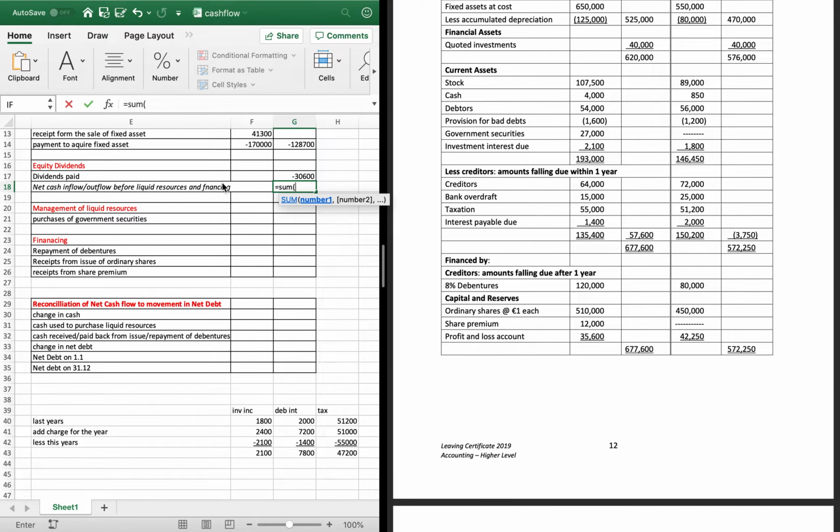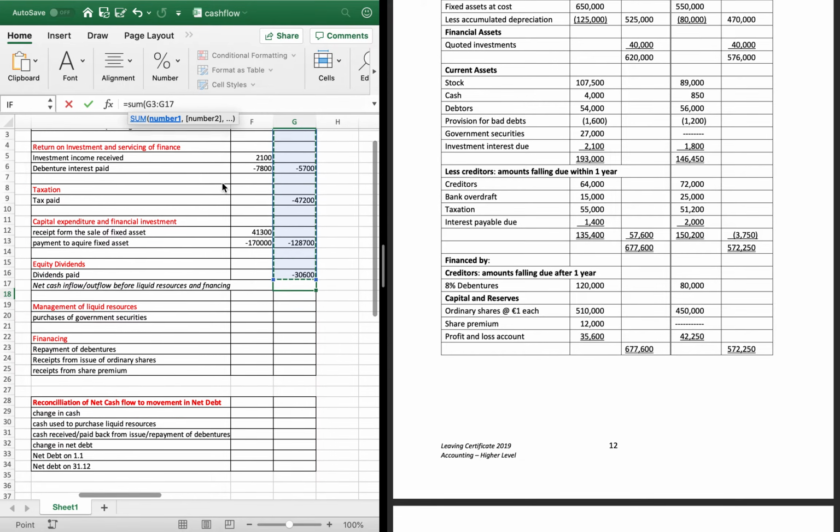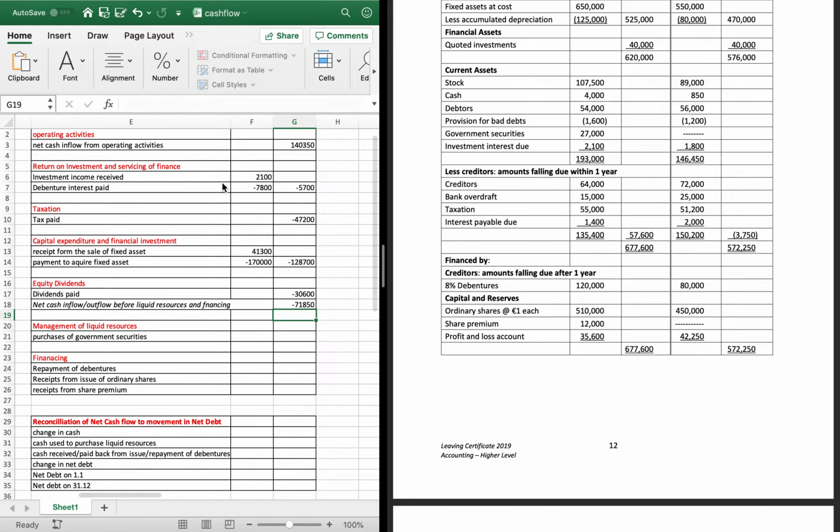You then have a net, your answer is known as your net cash inflow or outflow at that point. So we do all the sums up to that point and you get a minus 71,850. So that's a net cash outflow in this situation. So cash has flown out of your business by 71,850 over the course of the year.